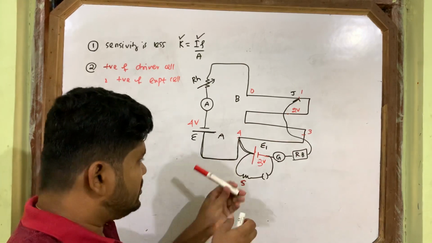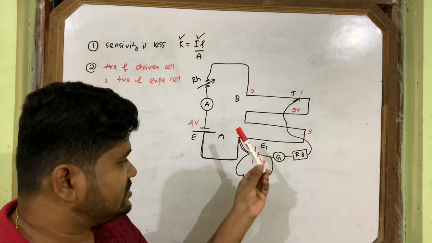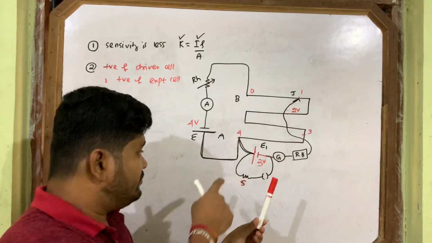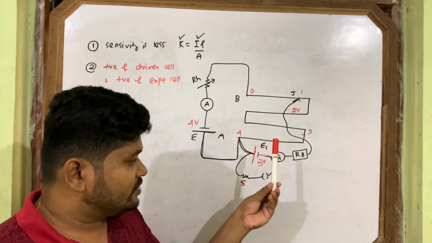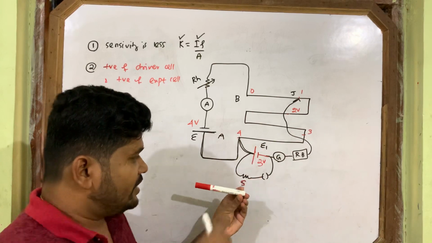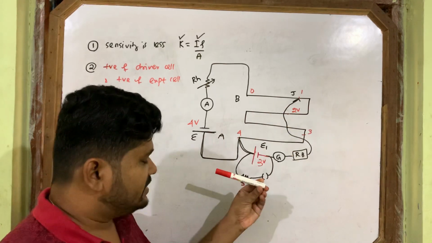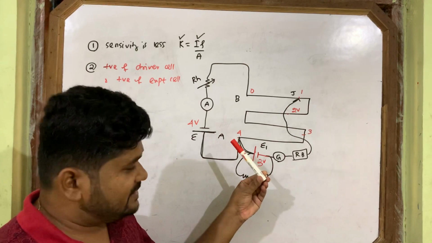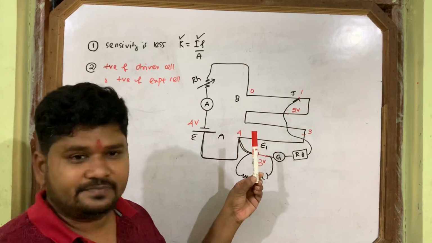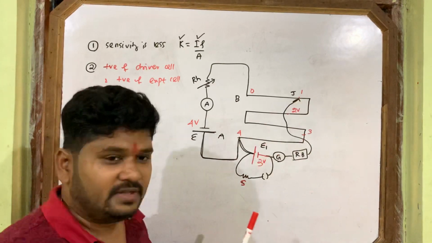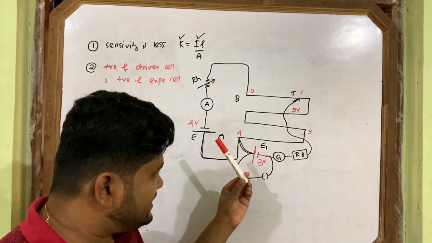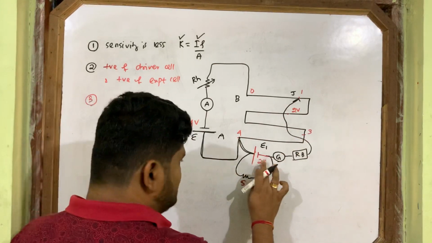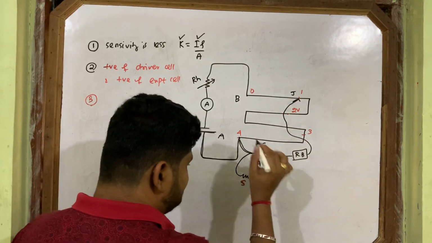When the jockey touches at 4, that means at A, the galvanometer will show a deflection like this. When you slide and move, the deflection gradually decreases, and it comes to 0 here. Understand my point? Okay.